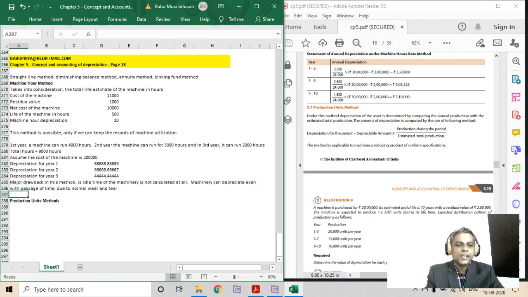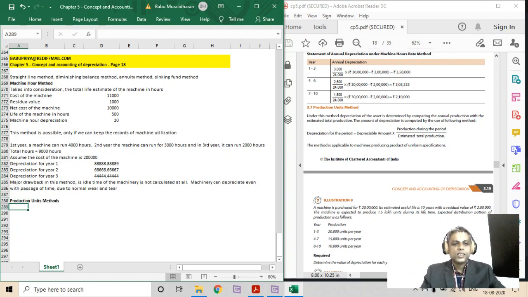So this is never considered in this method, because if the machinery is idle for 6 months, then no depreciation will be charged to P&L. But that is not the right practice, because there can be idle time depreciation also, due to the normal wear and tear of the machinery because of non-usage. That's not being considered in this method. So this can be helpful only when the machine runs throughout the year without any hindrance, and the production is also uniform throughout the year, right? Only in those cases is machine hour depreciation practically possible.